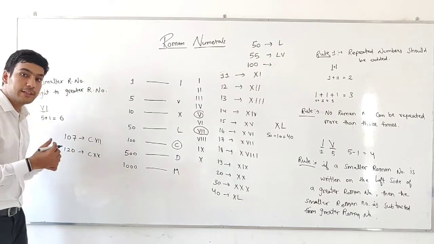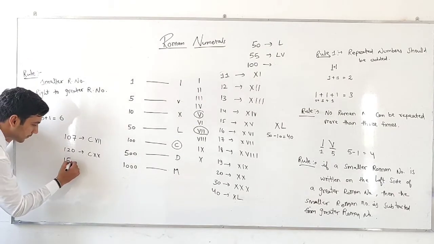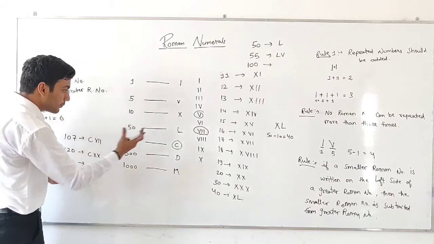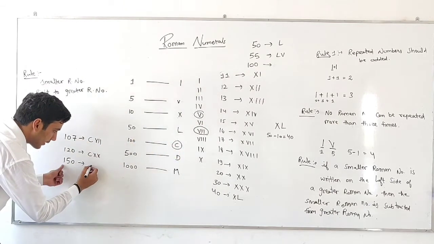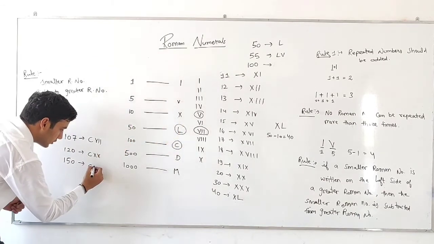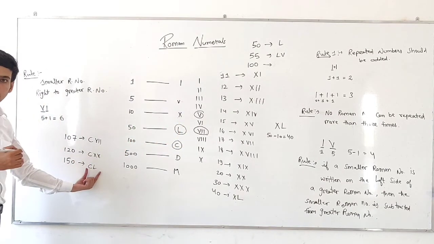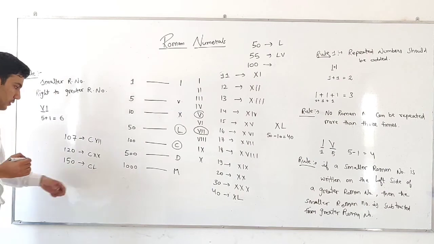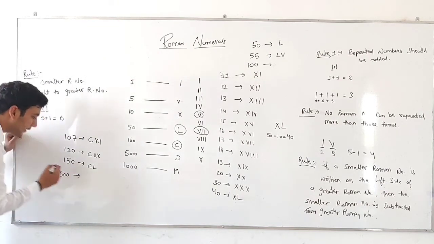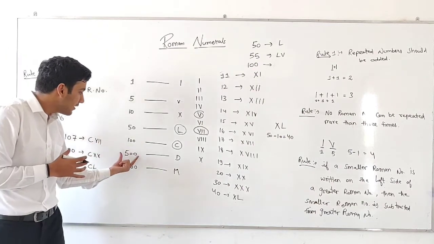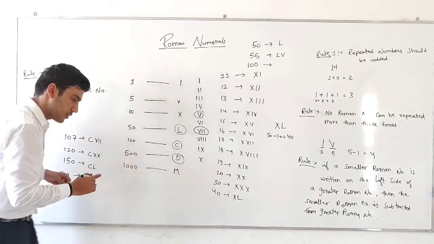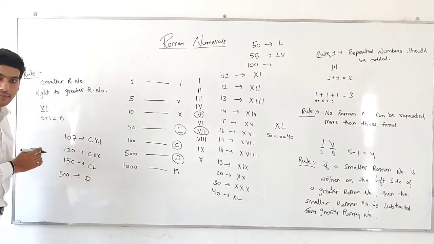How can you write 150? Roman number for 150? You know what is the Roman symbol for 100? C. And what is the Roman number for 50? This is L. So this is the Roman symbol for 150. Okay. Now what is the Roman symbol for 500? You have previously learned Roman symbol for 500 is D. So Roman symbol is D.